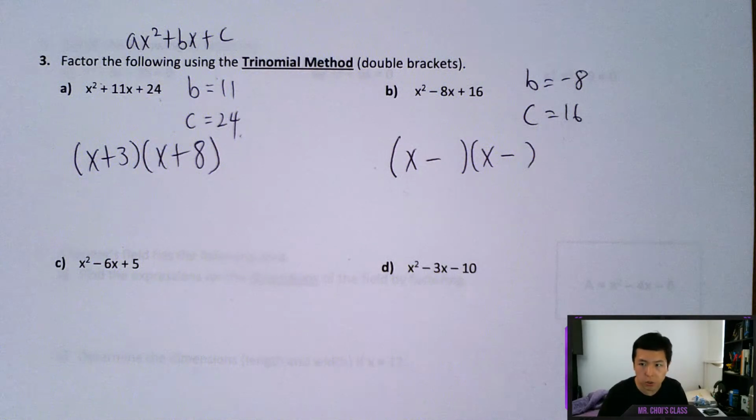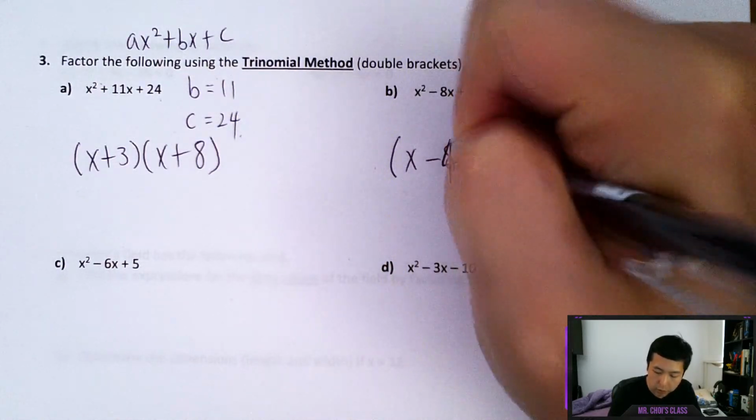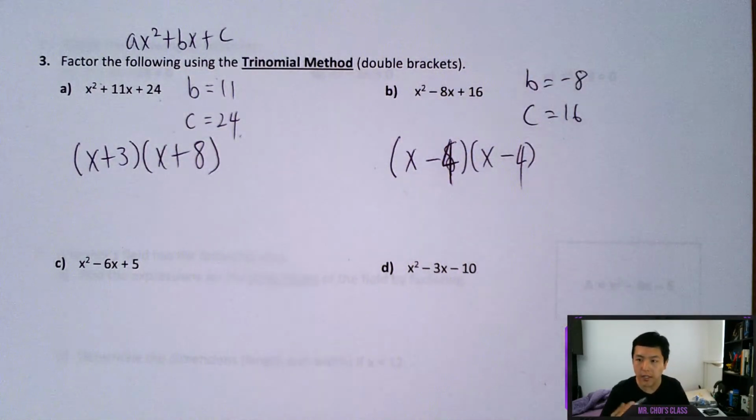And so we're thinking of numbers. 1 and 16 doesn't work. 2 and 8 doesn't work. There's nothing for 3. So 4 times 4 is 16. Perfect. 4 plus 4 is 8. And there we have it. Whoops, I said 4 and I'm writing 8. 4 and 4. And so we have x minus 4, x minus 4. And there we have it.